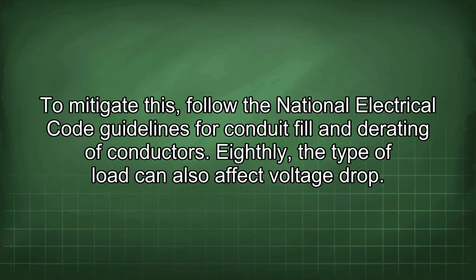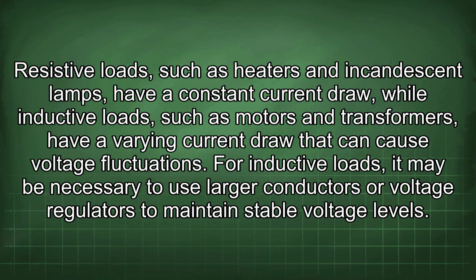Eighthly, the type of load can also affect voltage drop. Resistive loads, such as heaters and incandescent lamps, have a constant current draw, while inductive loads, such as motors and transformers, have a varying current draw that can cause voltage fluctuations. For inductive loads, it may be necessary to use larger conductors or voltage regulators to maintain stable voltage levels.